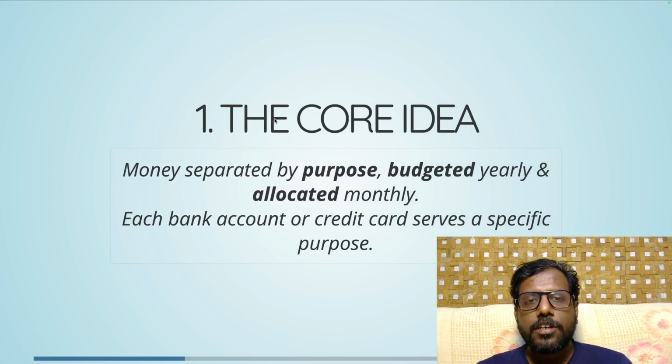So the core idea is that money needs to be separated by purpose and budgeted upfront yearly, and it is allocated monthly in a more automatic way. And each bank account or credit card or associated mutual fund serves a specific purpose there.